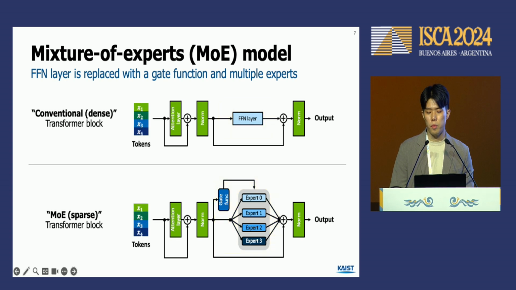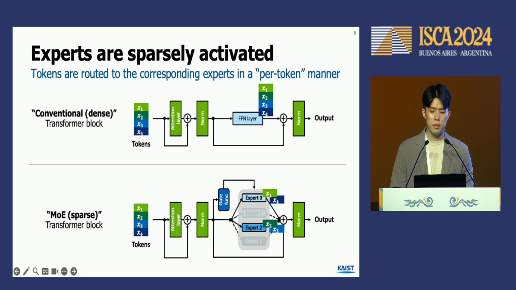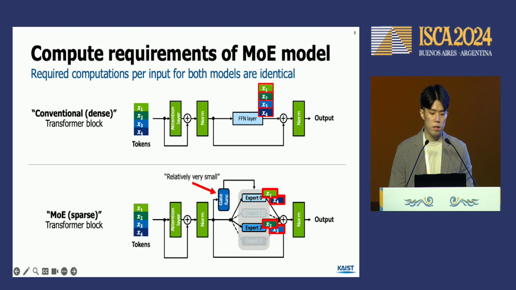Now I'll explain how the MoE works with a simple example with 4 tokens. First, in the conventional transformer, the 4 tokens pass through and compute all the layers in a batched manner. On the other hand, in the MoE transformer, the gate function determines the expert activation for each token and routes them only to the activated experts. Therefore, the tokens are distributed to the corresponding experts in a per-token manner. This unique characteristic of MoE makes the computation requirements for both models exactly identical, except for a very small amount of computation needed for the gate function.